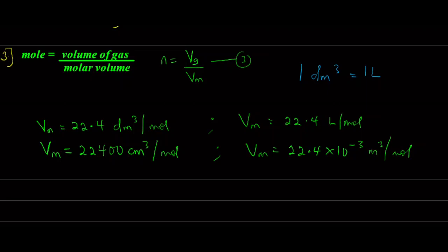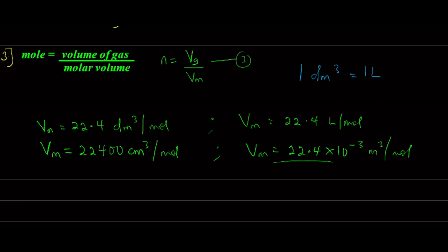So these are the values for the molar volume with different units, and that depends on the volume of the gas we want to solve for. If the volume of the gas is needed in dm³, we can use molar volume in dm³. When needed in liter, we make use of the one in liter. When the volume of gas is needed in cm³, we make use of the molar volume in cm³. But when we have to solve for the volume of the gas in m³, then we can make use of this last value.